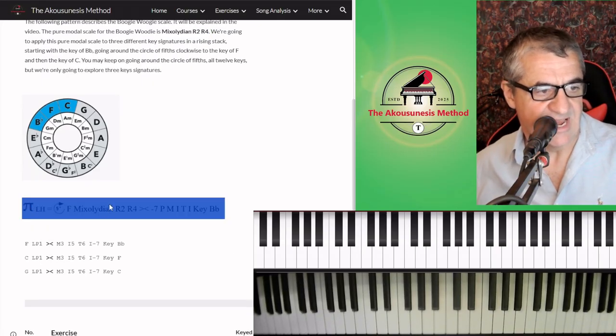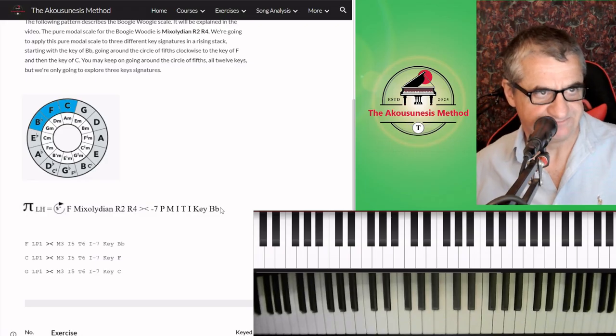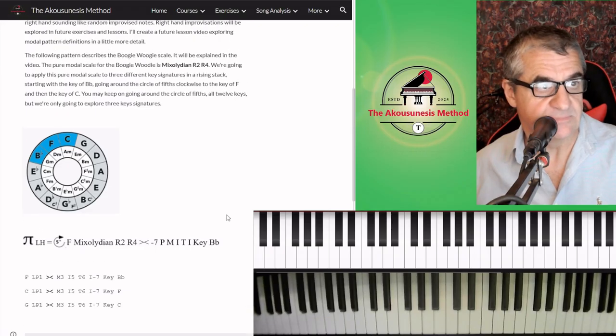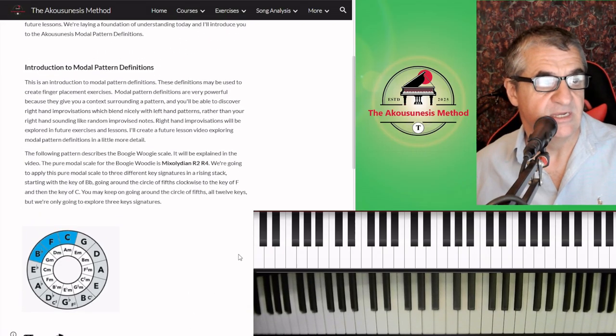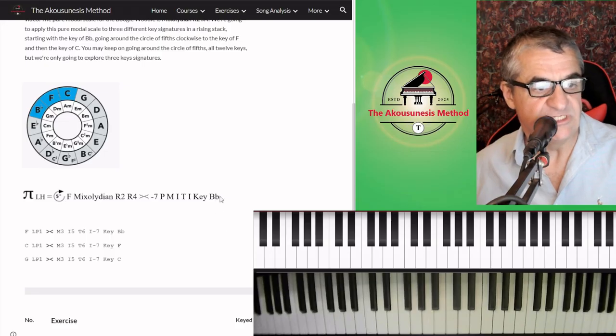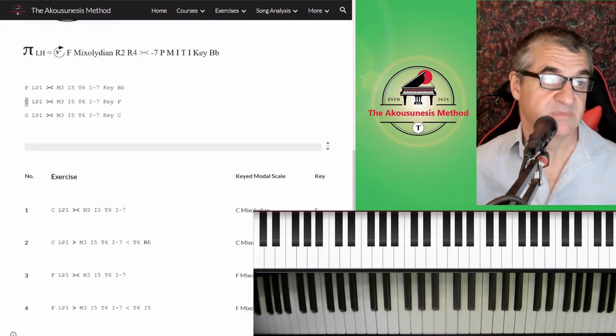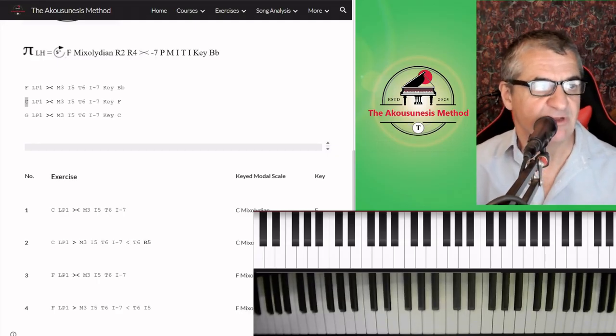So let's have a look at what this does. With a modal pattern definition, we can use this one formula to create finger placement exercises. All right, so what's this saying? Let's go through every one of these elements here. The first element is pi, so it just means pattern. We could also have a little tiny number in that. It could be pattern 1, 2, 3, 4, 5, 6. LH is your left hand, and the pattern's equal to all this.